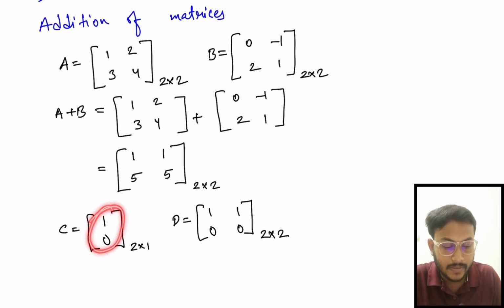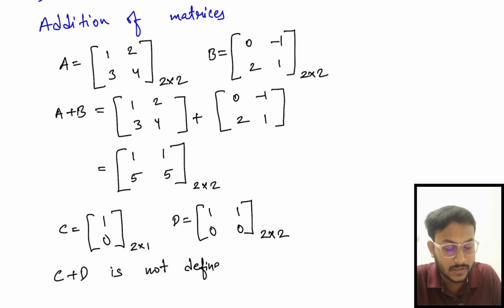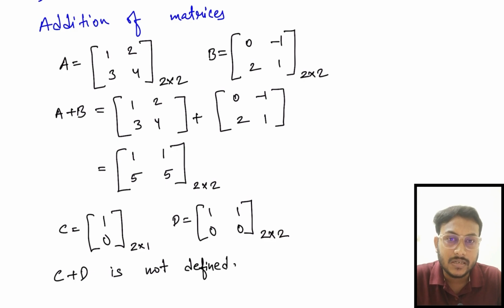Matrix C has only 2 elements, D has 4 elements. So the number of elements is different in matrix C and D. We cannot add matrix C and D since the orders of the matrices are different. So when the orders of the matrices are different, the addition is not defined. The simple rule for addition of matrices is that both matrices which have to be added must have the same order. So this is how you find A plus B or addition of two matrices.